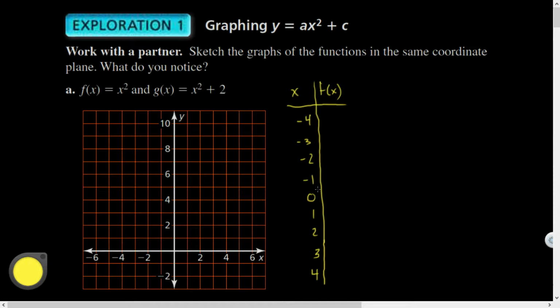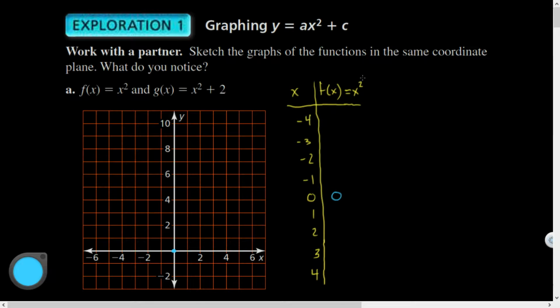So let's see. I'm going to start with the easy one. Because f of x is equal to x squared, remember, if I want to plug in 0 for x, what do you guys think 0 squared means? 0 squared. What's 0 times 0? Is going to be 0. All right, so I'm going to plot that point. Actually, I'm going to even do this in a different color. So that means the point 0, 0 is on my f of x graph.